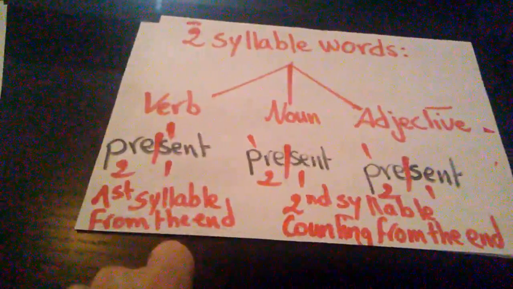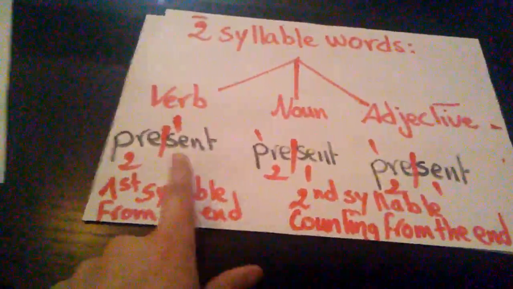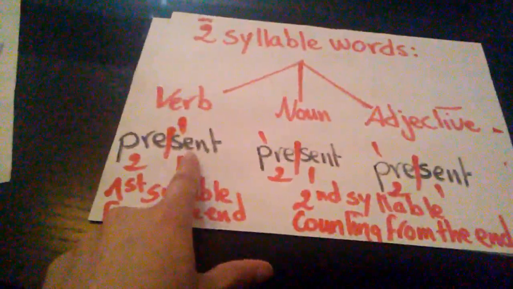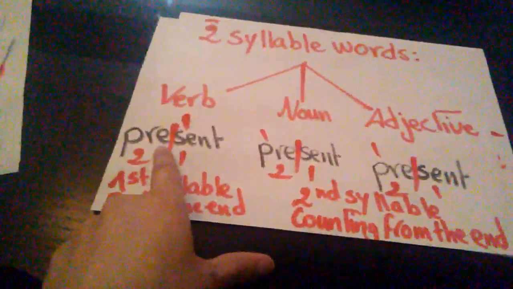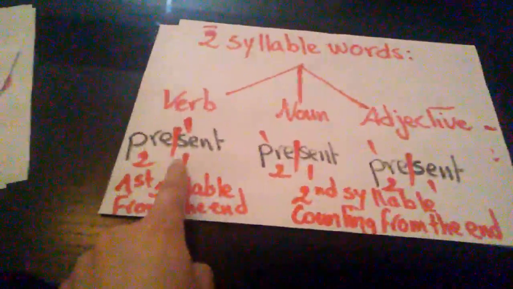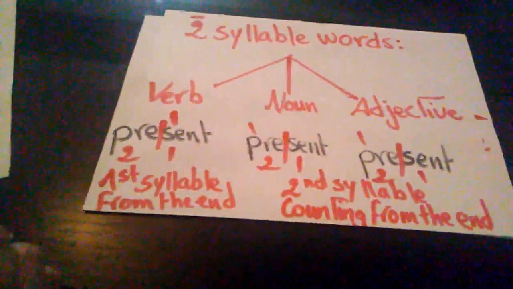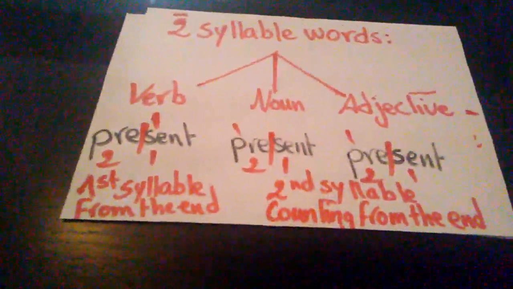I say it is a verb. I stress the first syllable from the end. The first syllable from the end is this. So I say present. Okay? Present. What is present? Présenter. يقدم. Okay? Now as a noun, same thing.